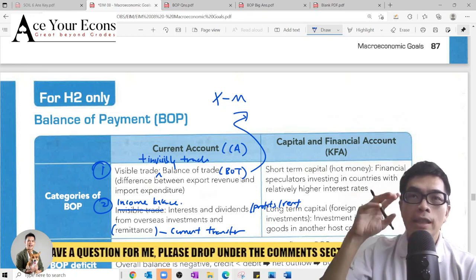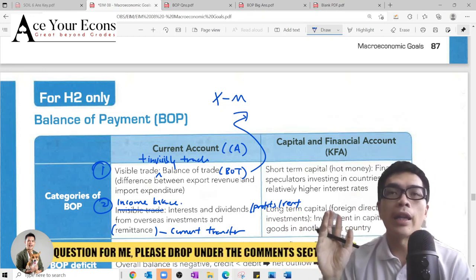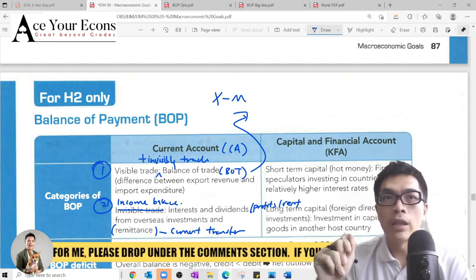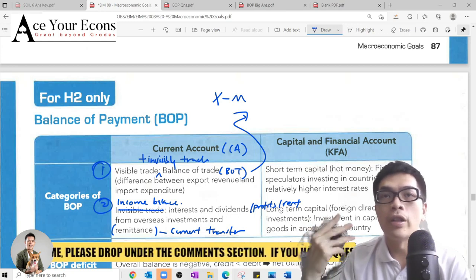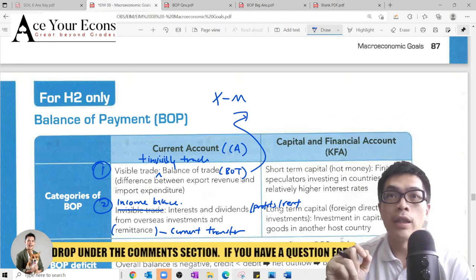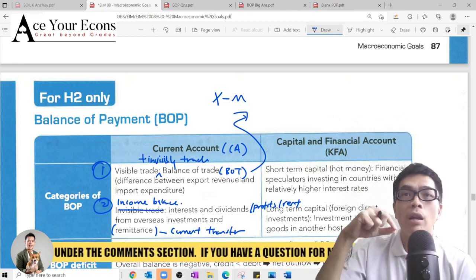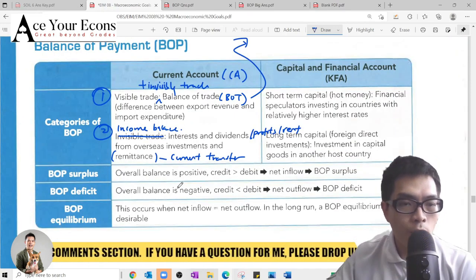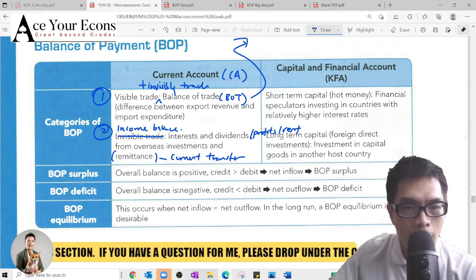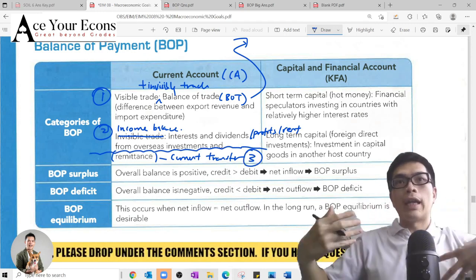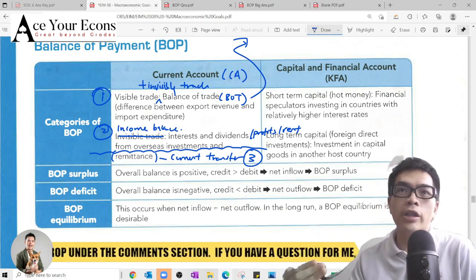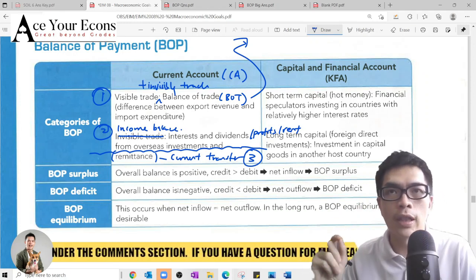This is hardly tested, but it can come out in case studies, especially when they tell you income balance or any of interest, dividend, profit, and rent. You have to be concerned about the flow, and about where the firm is. The last one is what we call a current transfer. Remittance falls under current transfer. In the modern day context, especially what is happening right now in Ukraine and Russia, it does have a small significance.